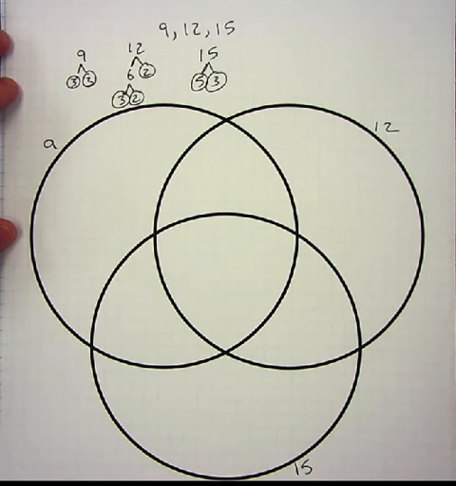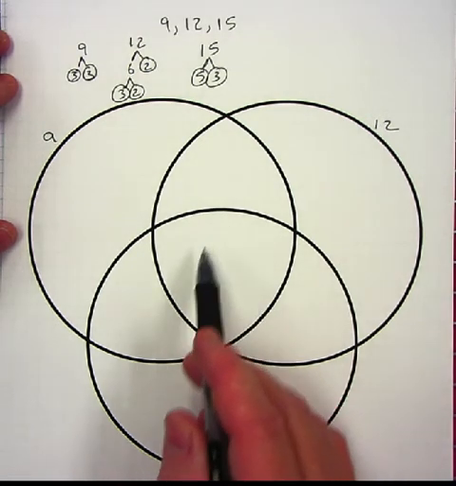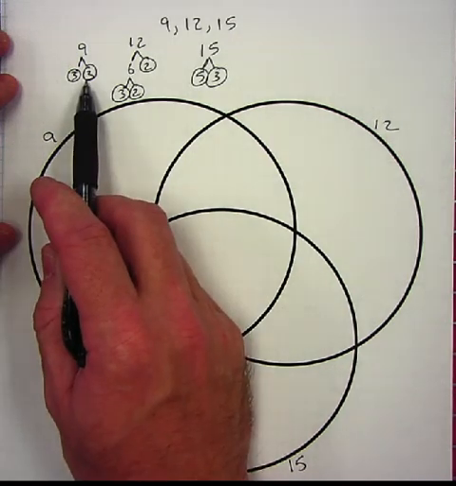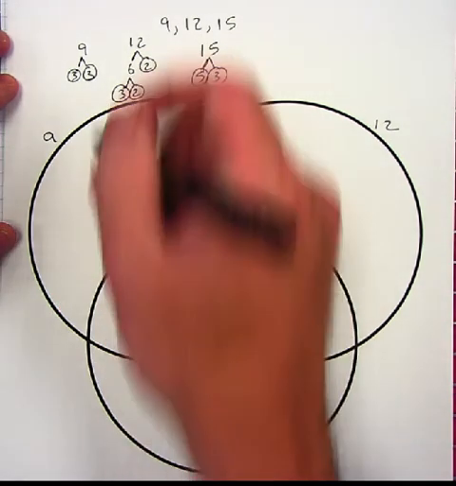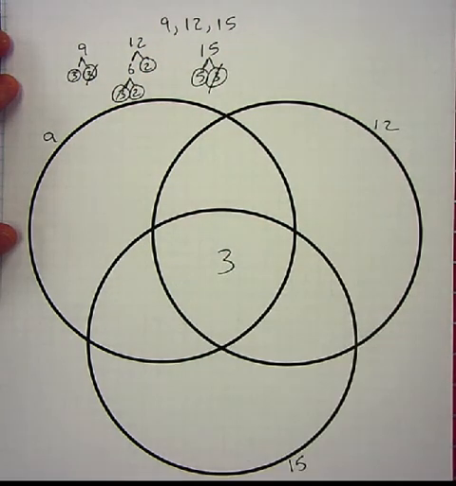Okay, now I'm going to place my prime factors in my Venn diagram. First thing I'm going to look for is this center section. Any prime factors that are shared by all three numbers. So looking at my factor trees, I see that all three, 9, 12, and 15, all share a factor of 3. So I cross a 3 off each tree, and I place a 3 in the center because that prime factor is shared by all three numbers.